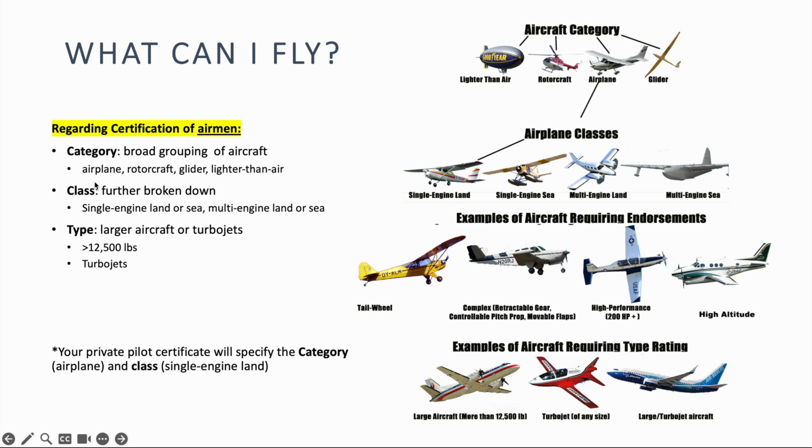When you get your license in the mail, it's going to say private pilot, airplane, single engine land. So that's the category, airplane, class, single engine land. The third one right here, type, doesn't really apply. That's for larger aircraft or jets. So greater than 12,500 pounds, or if it's jet powered. So that's what a type rating is.